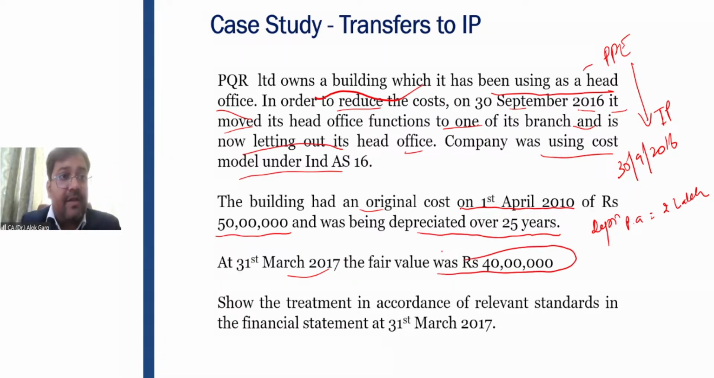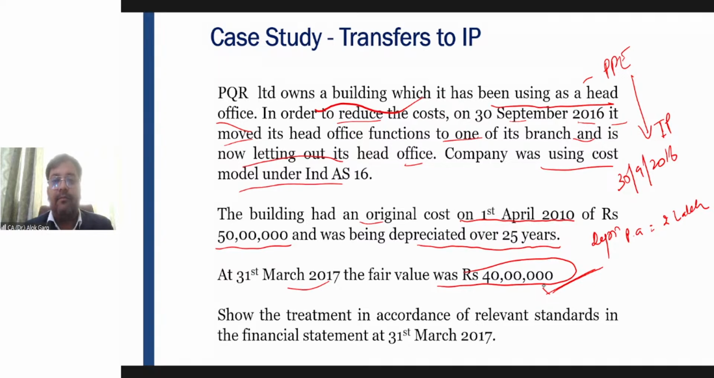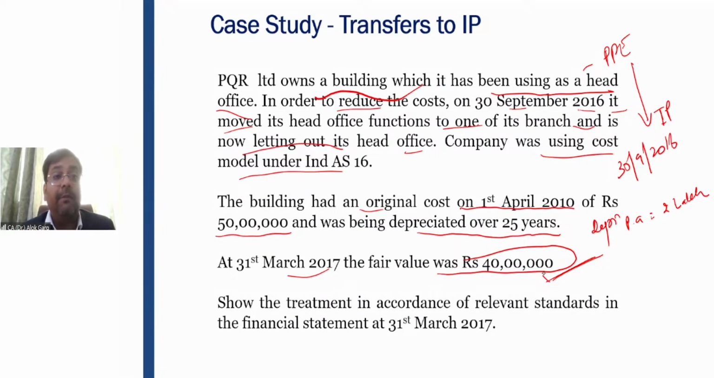It means after shifting to IP, investment property, on the reporting date, the fair value was given. What is the use of this fair value? Since in investment property, the fair value model is not acceptable, we have a carve out. So what is the use of this fair value? Yes, you're right, Rahul. This fair value is required to be disclosed in the notes to accounts. This is only for disclosure purposes. And probably you can use this fair value for impairment purposes also.